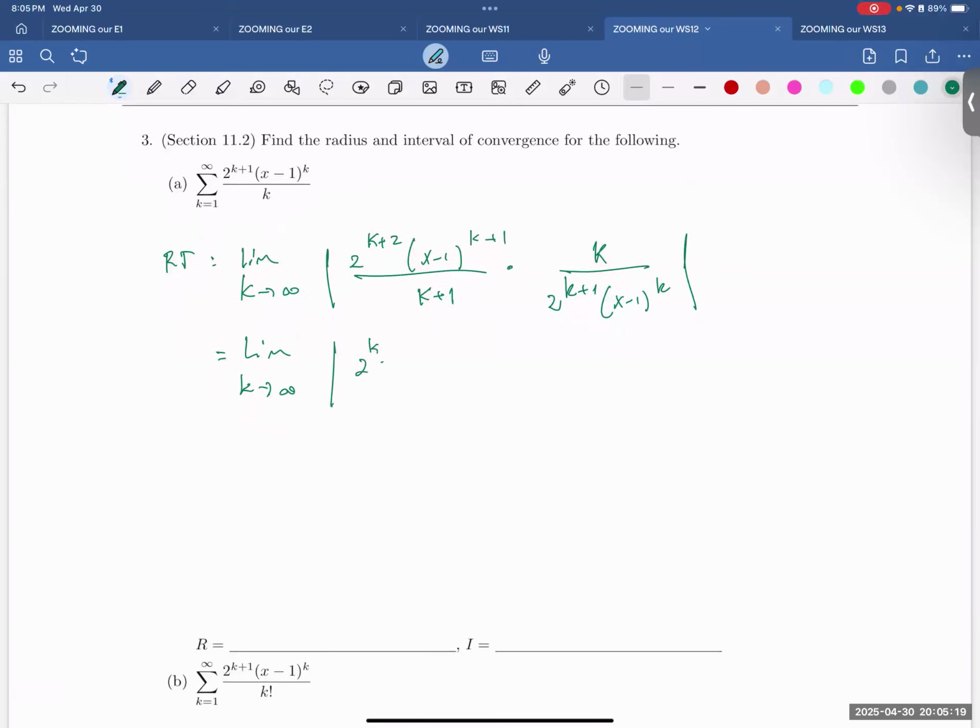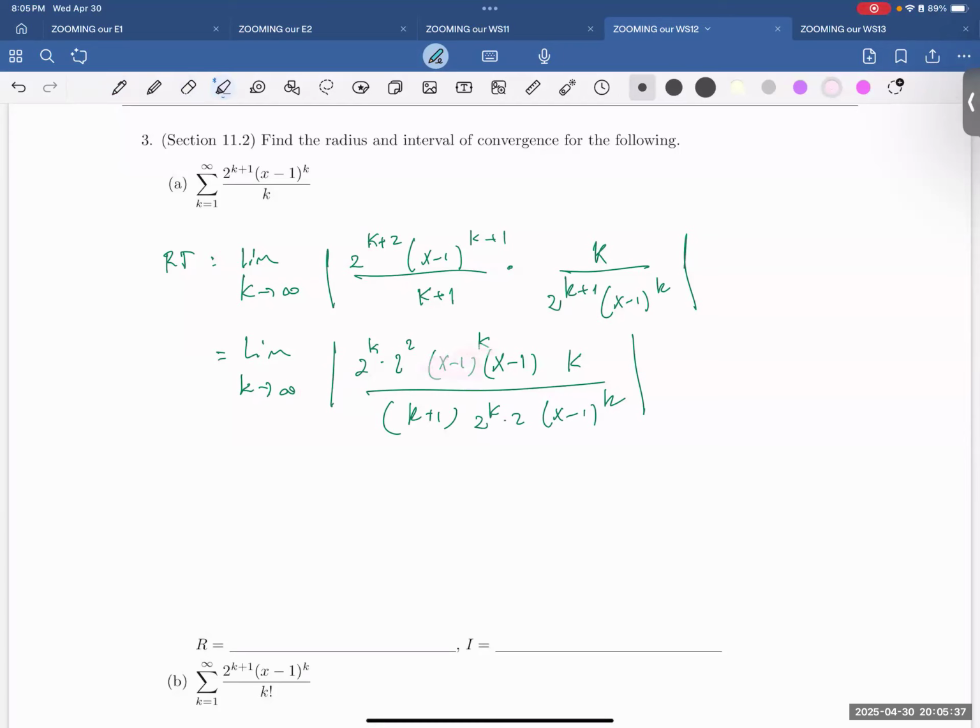Here, let's do this. 2 to the k times 2 squared, x minus 1 to the k, and another one, the k plus 1, 2 to the k times 2, x minus 1 to the k. All right. So these x minus 1 to the k's cancel out. The 2 to the k's cancel, reduce. That 2 cancels that one. And we're left with this 2, an x minus 1, and a k plus 1. That's what we're left with.